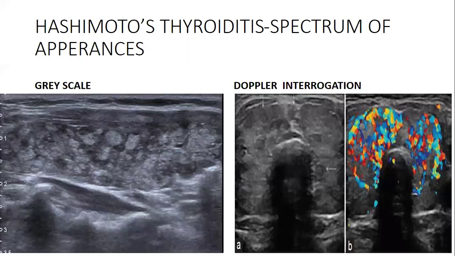Now, this sonographically is what you would see in terms of Hashimoto's thyroiditis. Of course, there is the hypervascularity, which you can even see when you interrogate the gland on color Doppler because of the pathologic changes happening in terms of the vascular architecture. You would see this kind of picture on color Doppler interrogation.